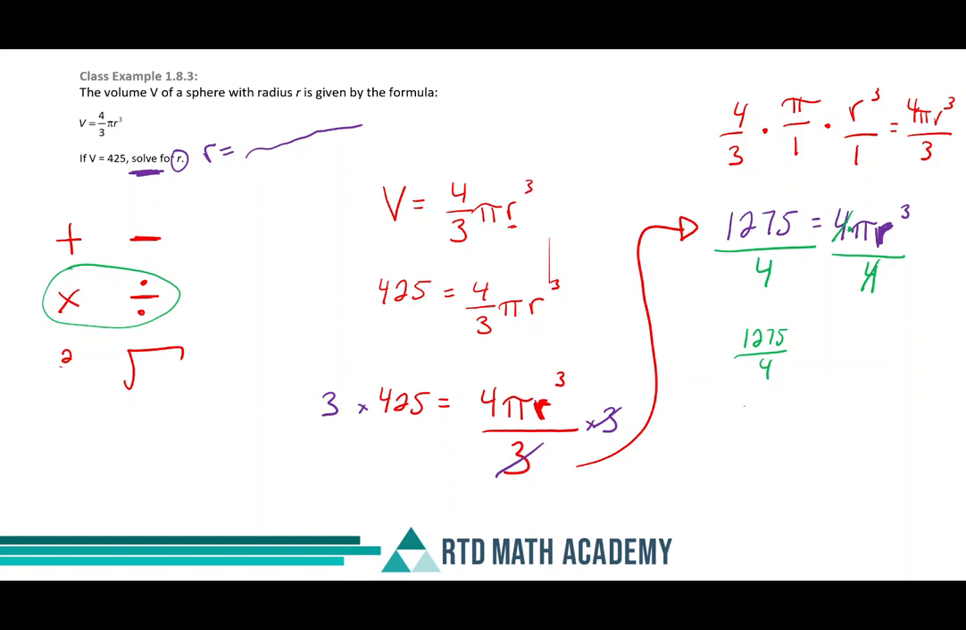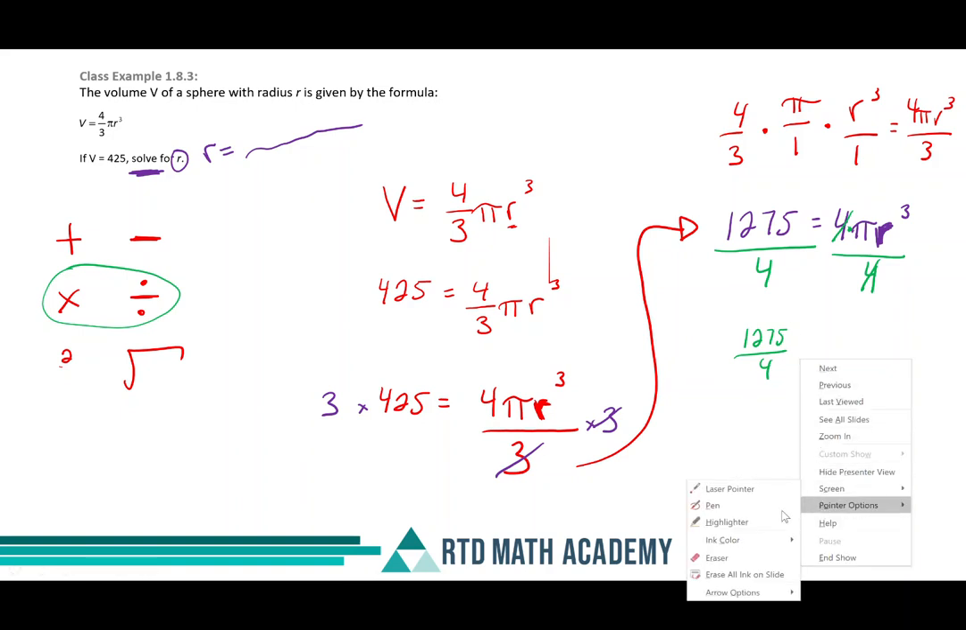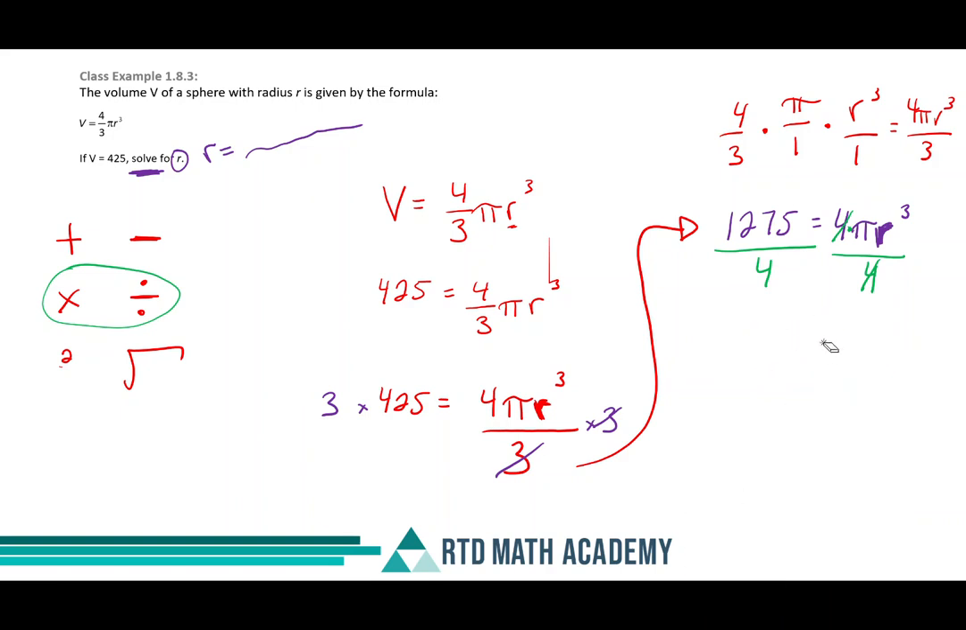It turns out to be 318.75. Then I'm left with pi and r cubed still on the other side. Now again, I want to get r all by itself. So you could have moved the 4 and the pi at the same time and divided both things by 4 pi if you liked. Now I'm going to divide both sides by pi because I can still see that they're being multiplied by the r, and I'm trying to get r by itself, so then the pi cancels each other out.